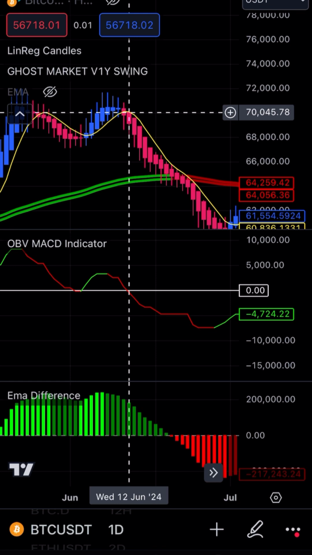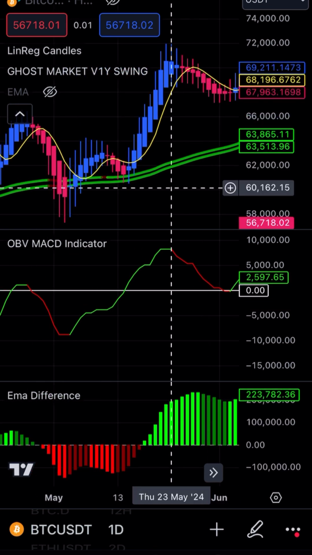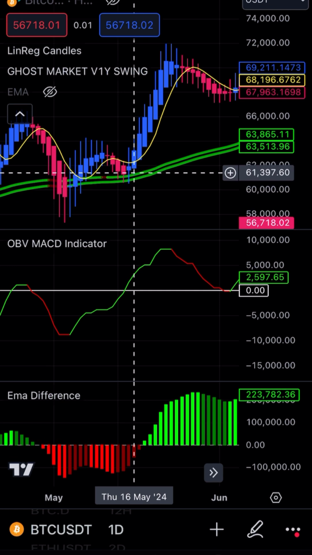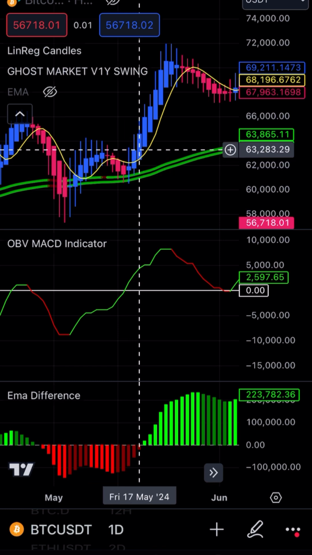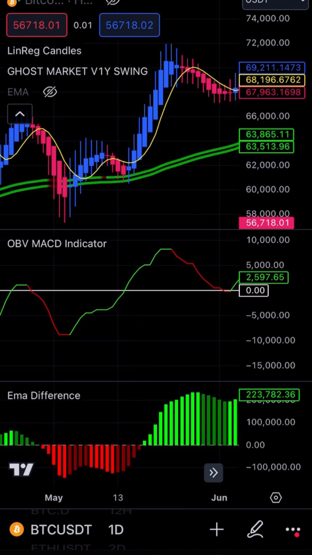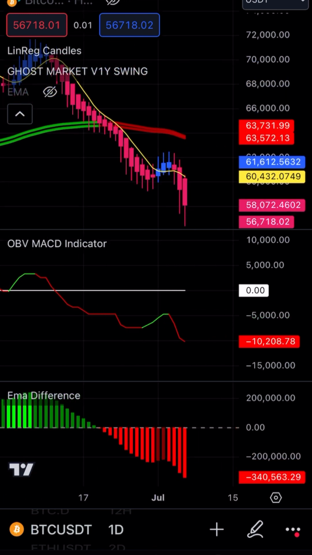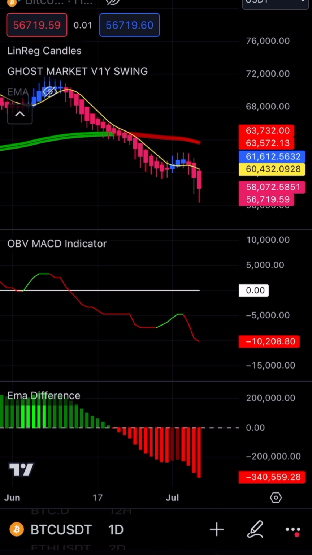If you're looking for a bearish signal, the candles have to be below the linear line. If it's a bullish moment, see right here, the MACD indicator is crossing up the zero line. You also see the candles are above the linear line. That is another good signal right there to get in a trade.